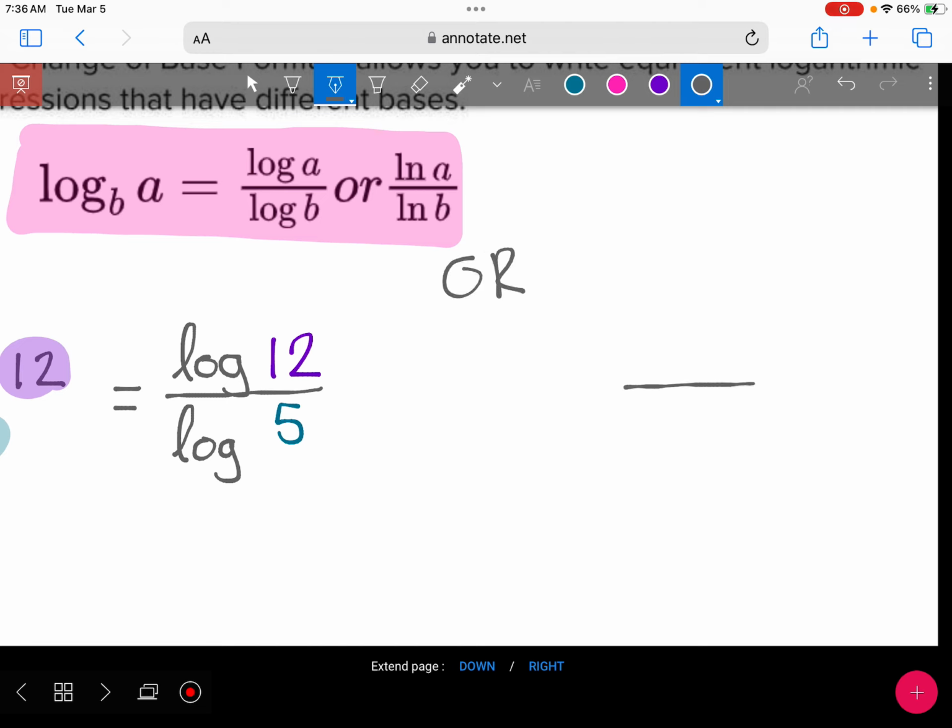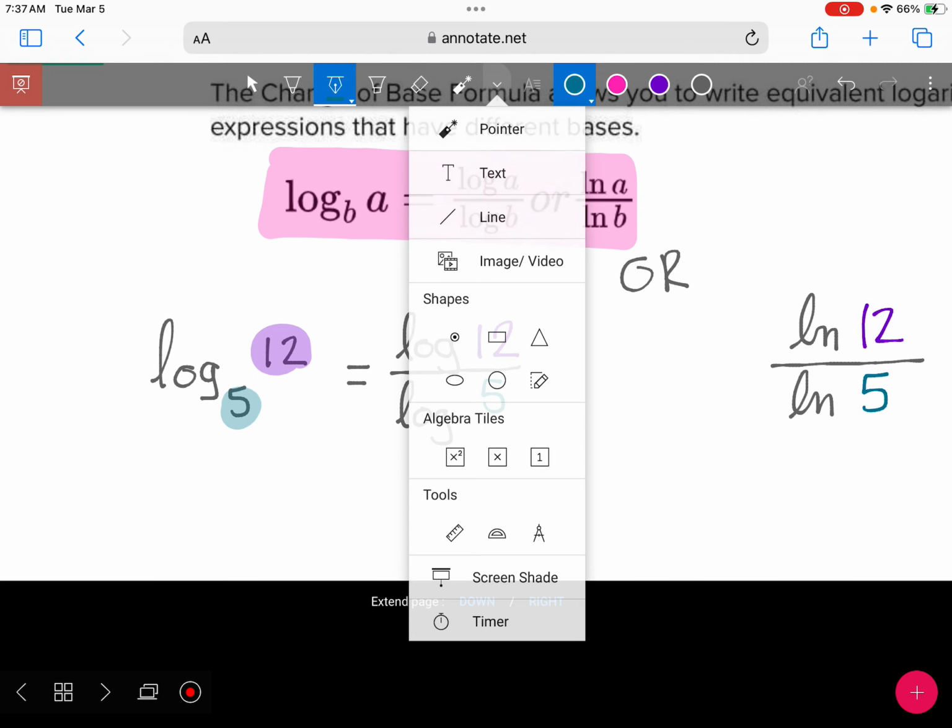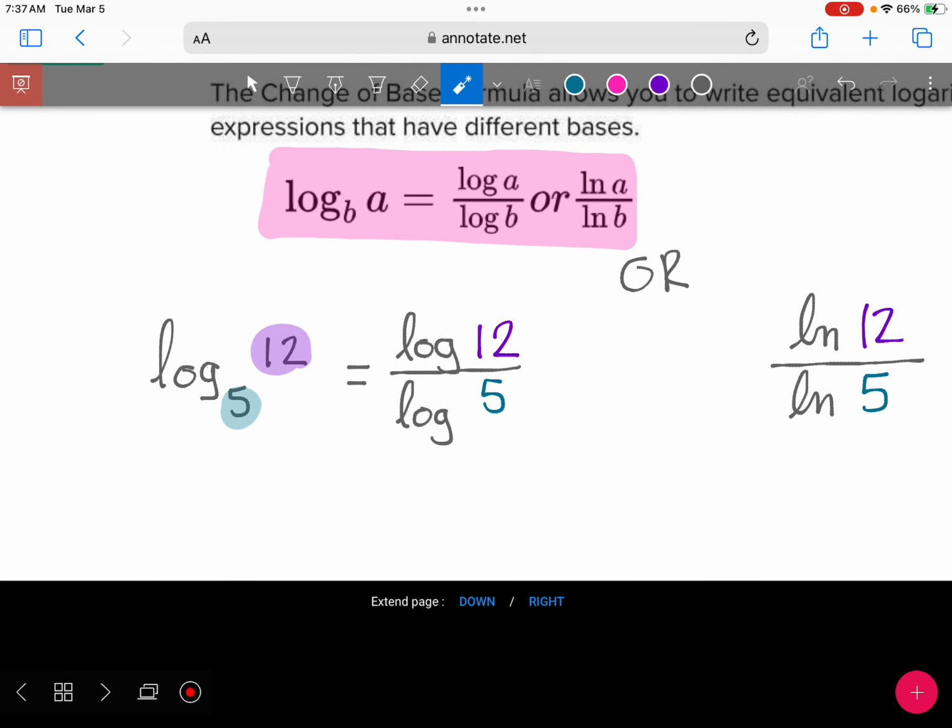Or you can do the natural log. It's the same vibe. You'll get the same answer. Instead of doing common log, you could do ln, the natural log of 12, over the natural log of 5. And the reason we have this is because, again, my calculator cannot do log base 5 of 12. It just can't. It doesn't have the computing capabilities to hold that much logarithmic information in there.